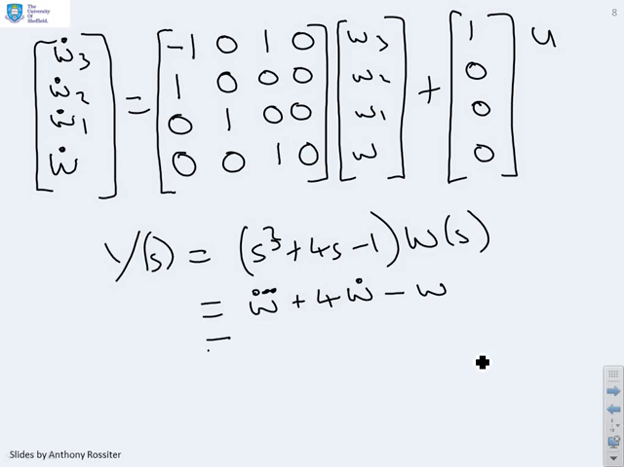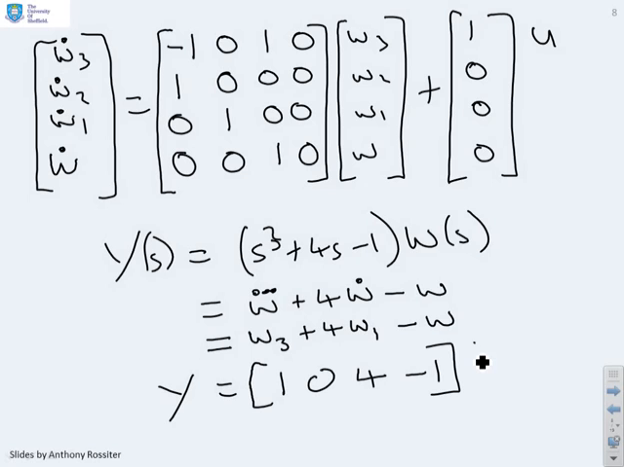And if we write that in terms of our new states, then that is going to be w3 plus 4w1 minus w, and therefore y is going to be 1w3, no w2, 4w1 and minus 1, and that into my state, whatever I want to call this state, call it x. So there is my C matrix.